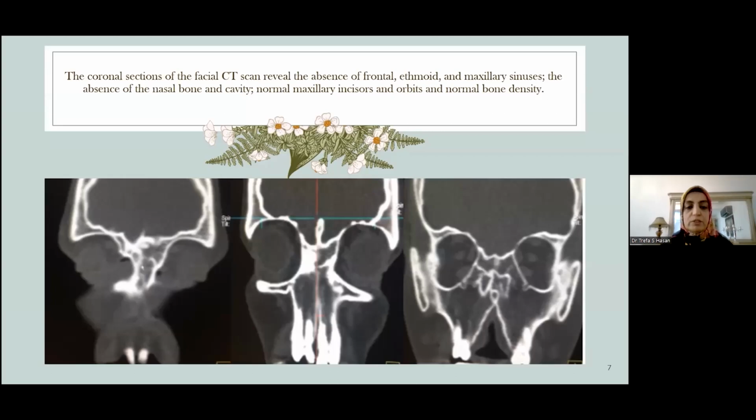In this section, we can see three images of coronal bone window CT scan of nose and paranasal sinus, which demonstrate absence of frontal sinus. We can see that in the frontal bone there is no pneumatization at all, and also absence of maxillary sinus. This is the site of maxillary sinus. It is also filled with bone marrow as cancellous bone of maxillary bone with no pneumatization. Ethmoid would be here, but it is absent in this patient. And nasal bone would be in the midline. Nasal bone and nasal cavity were all missing, but the incisor teeth are normal, orbits are normal, and in general, bone density is normal.